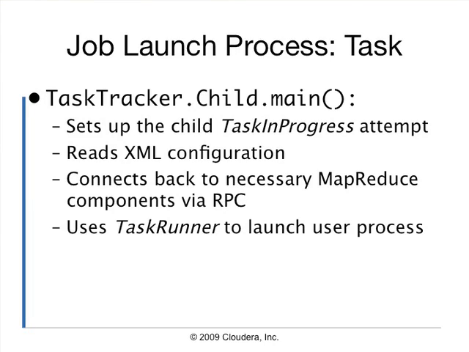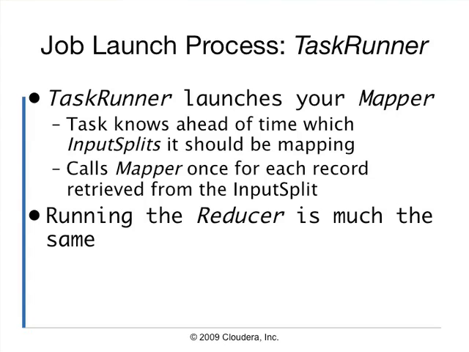And so this actually sets up the task attempt that I mentioned earlier, reads in the configuration, then it uses something called a task runner. The task runner knows which of the input splits this task is supposed to be mapping. So it creates a mapper instance and calls the map method once for each record it retrieves from the input split. The reducer is run in much the same way.